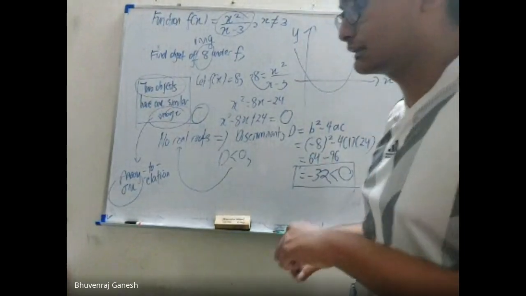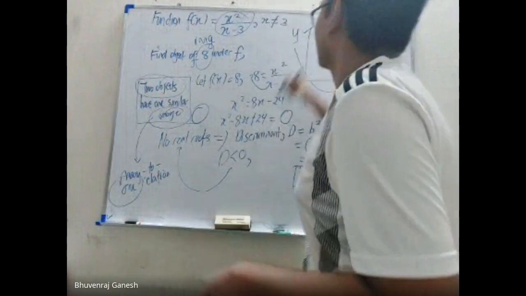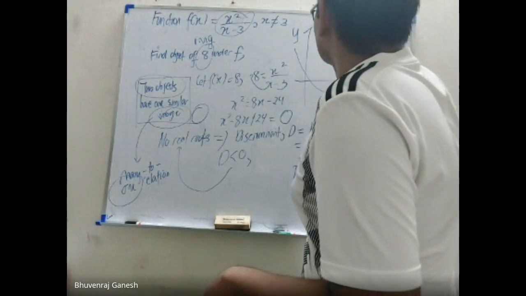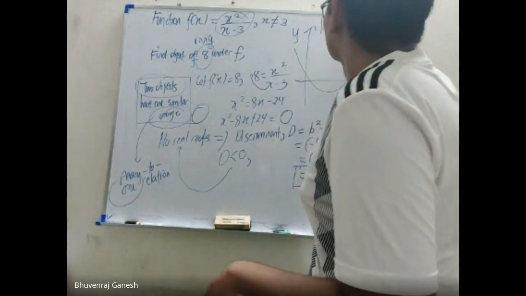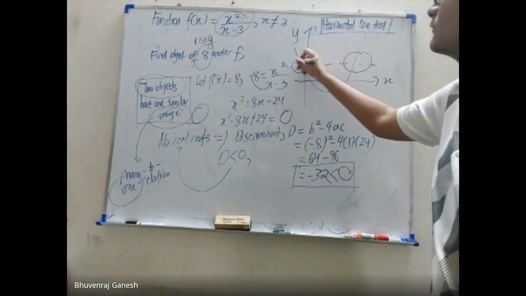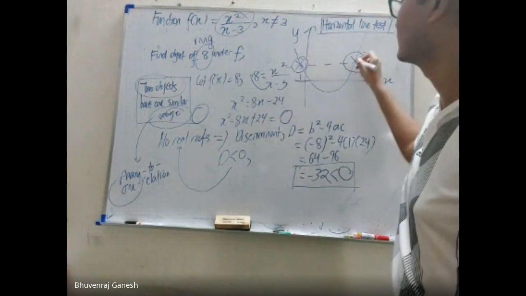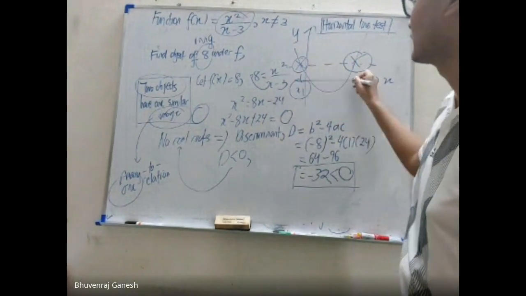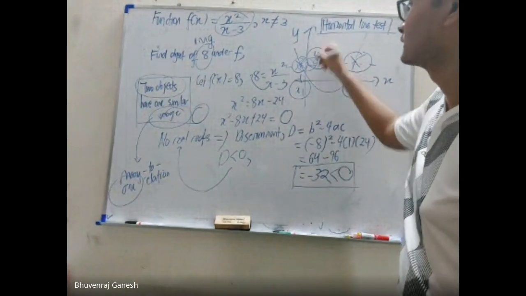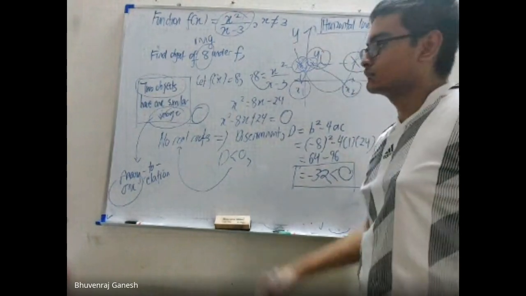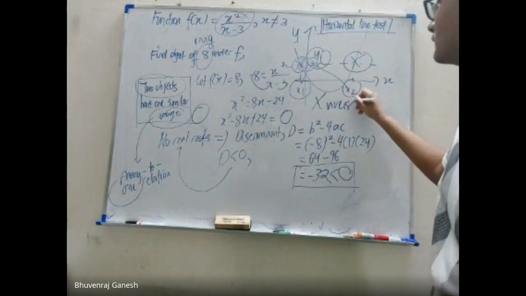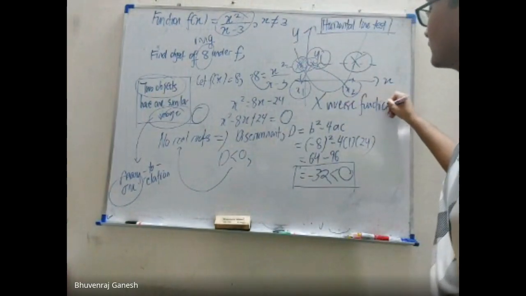We're going to apply a test called the horizontal line test to see whether it has an inverse function or not. You can see if I draw a horizontal line here, it intersects the quadratic function at two points. That means there are two objects here, let's say x1 and x2, which have the same image, y1. This shows the many-to-one relation, which shows that it cannot have an inverse function. Only if it cuts at one point can it have an inverse function.